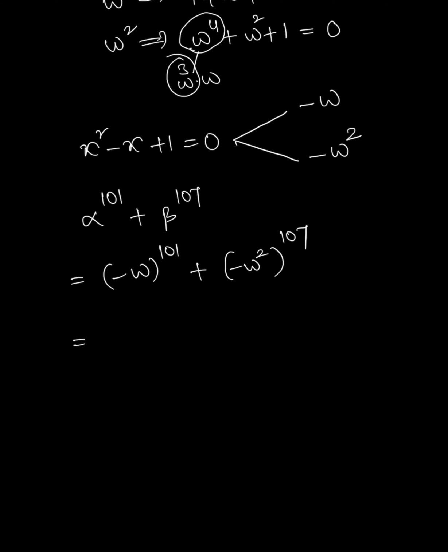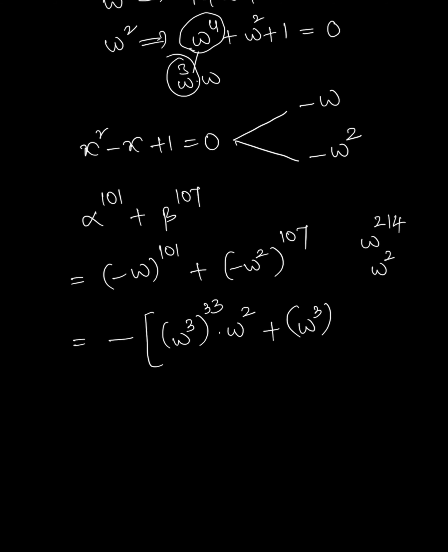Since both are odd powers, I can take minus common. Then omega power 101, I can write as omega cube whole power 33 into omega square, plus omega square whole power 107. Clearly it is omega power 214. Now if we divide by 3, I can say it is omega cube whole power 71 into omega, since 213 is divisible by 3. Now omega cube whole power 33 value is 1, and here also this value is 1.